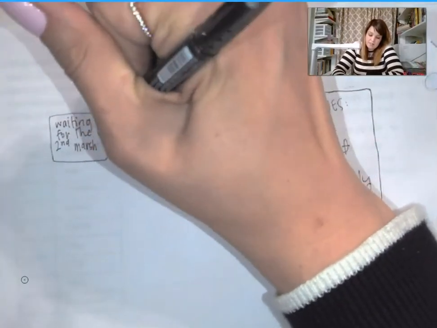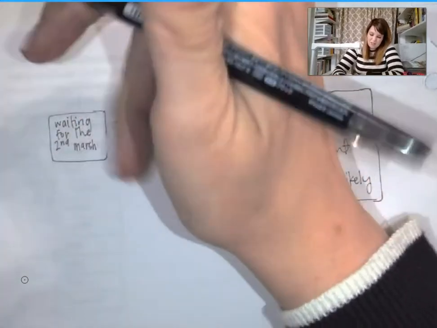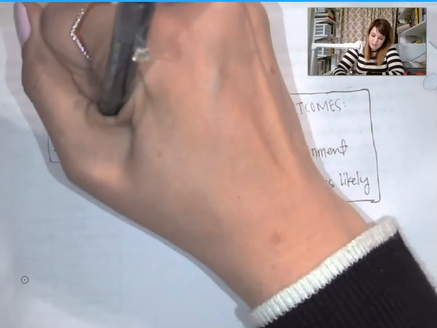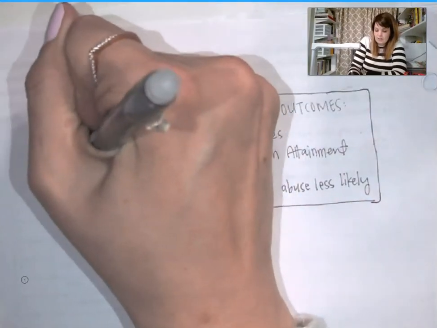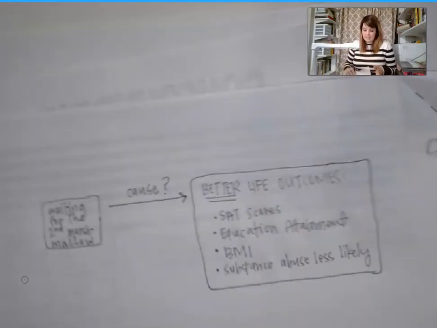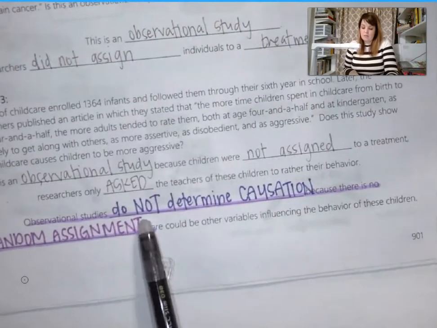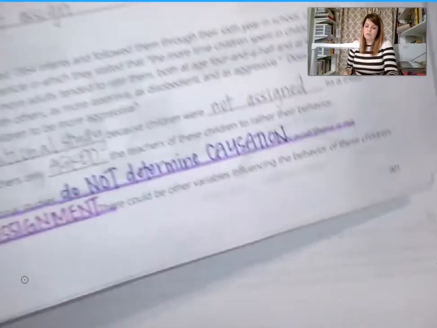And I'm hoping that lots of you guys are recognizing that idea is kind of silly. Like, I hope that you're doubting that just waiting to eat the marshmallow is what really caused these things. That's what this last statement on our note sheet means. There could be other variables influencing the behavior of these children.